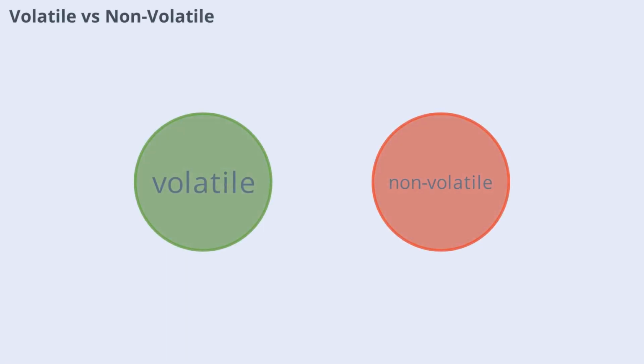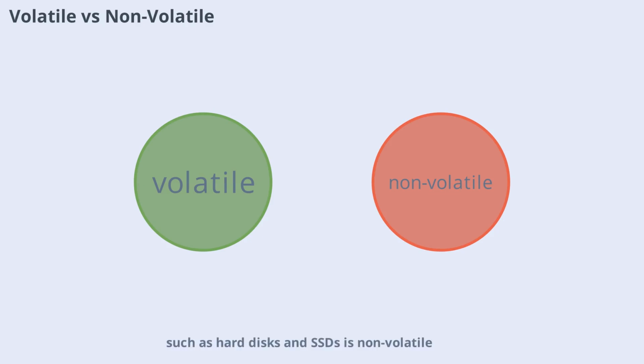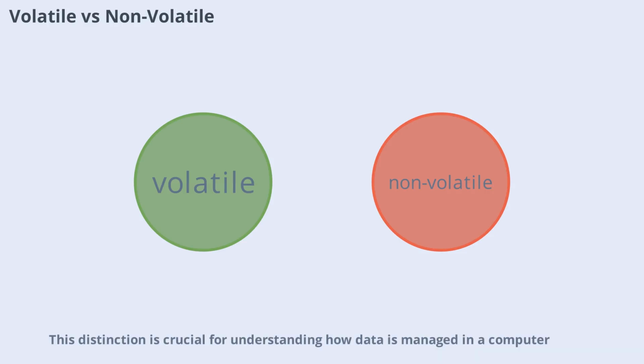Another important concept is volatility. Primary memory like RAM is volatile, meaning it loses all data when the computer is turned off. Secondary memory, such as hard disks and SSDs, is non-volatile, so it keeps your data safe even when the power is off. This distinction is crucial for understanding how data is managed in a computer.